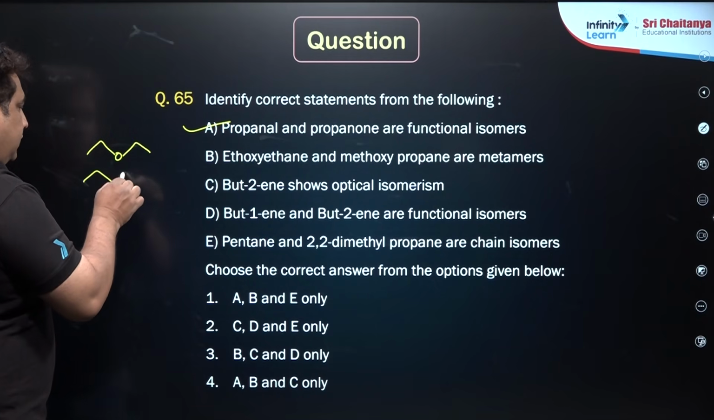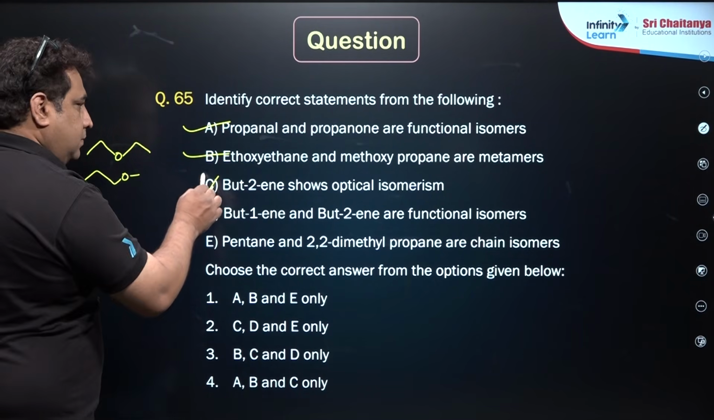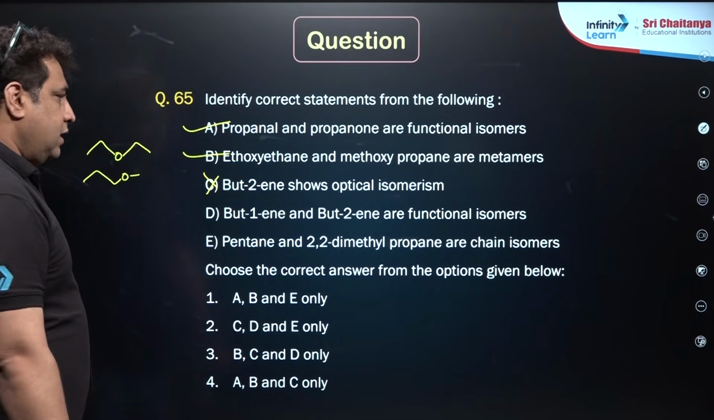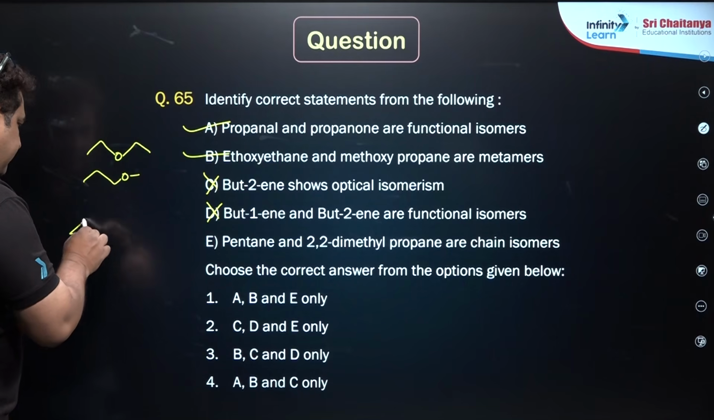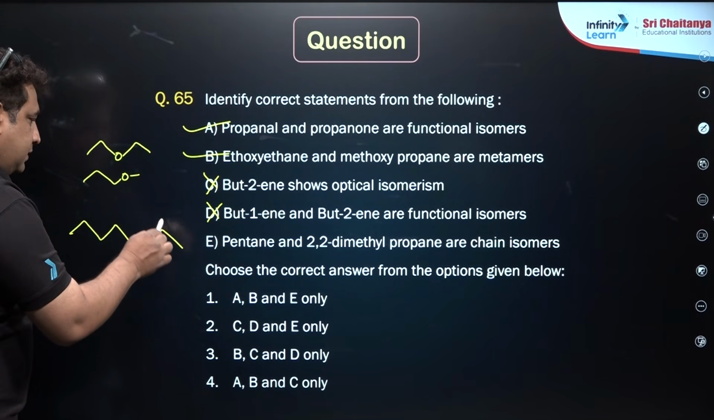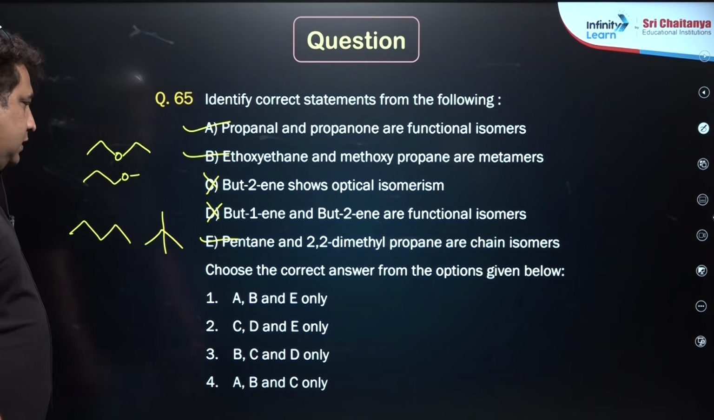Ethoxyethane and methoxypropane are metamers. Correct. But-2-ene shows optical isomerism. Wrong. But-1-ene and 2-ene are functional isomers? They are positional isomers. Wrong. Pentane and 2,2-dimethylpropane are chain isomers. Correct. So, the answer is A, B, E.